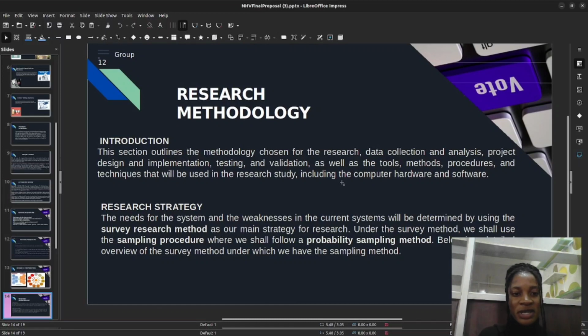So this section basically outlines the methodology we chose for our research: data collection, analysis, design, implementation, testing and validation, as well as the tools, methods and procedures and so on that we used for our research study.